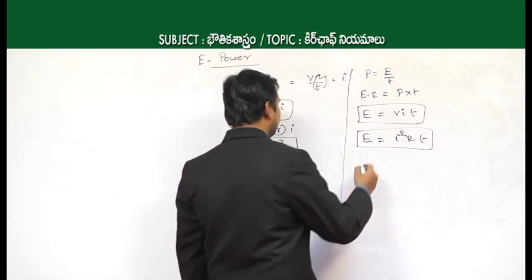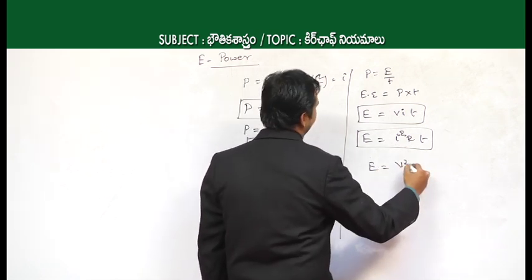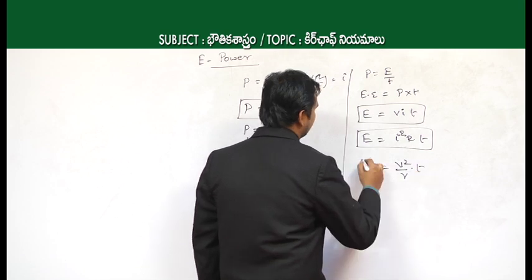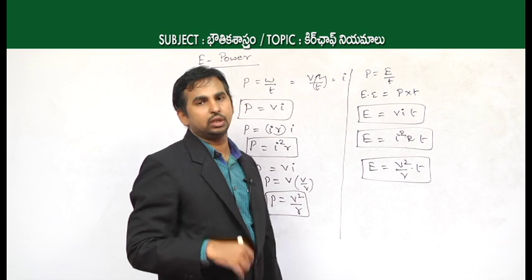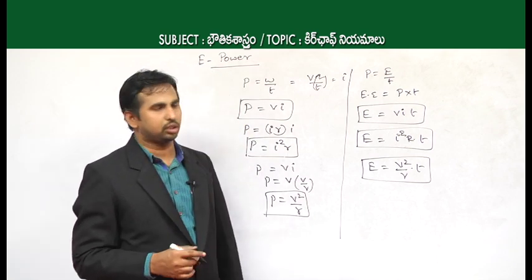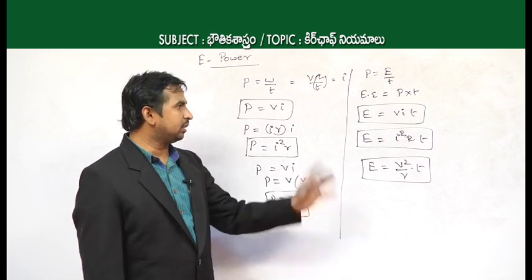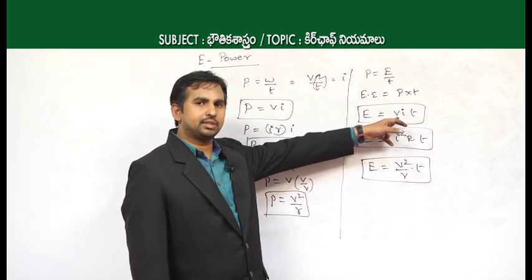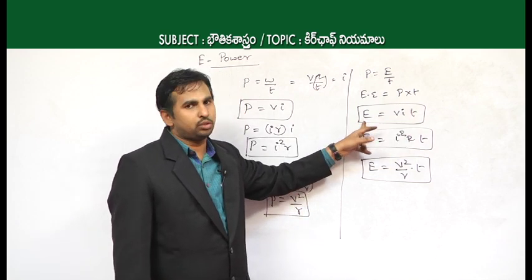And if you are taking electrical energy for the other case, where P is equal to V square by R, then E is V square by R into T. Even for this electrical energy, it varies with the series and parallel connection. For example, in a series connection, the current remains the same and the voltage changes continuously, so depending on the voltage, the electrical energy is consumed.